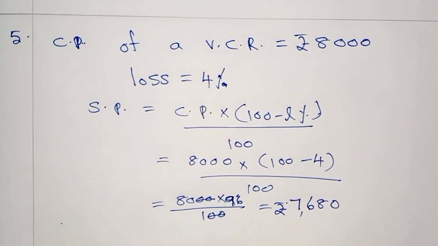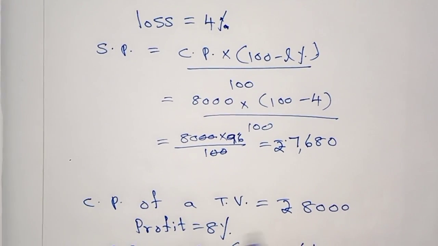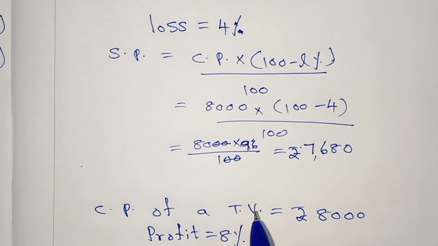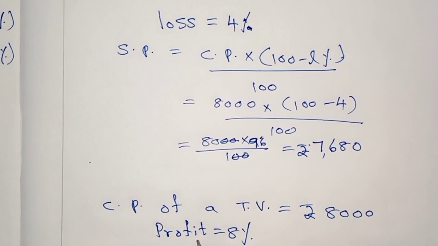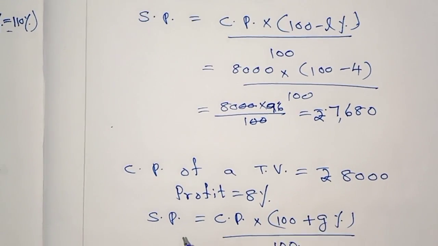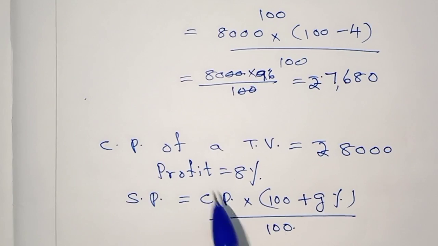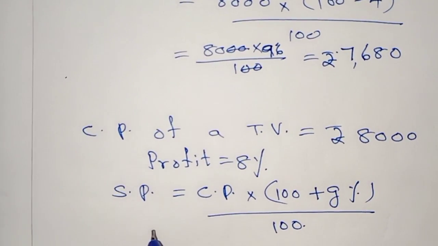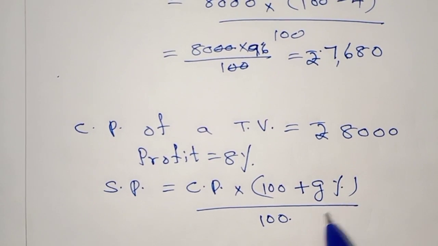So 7,680 rupees. Now what is the cost price of the TV? It is 8,000. What is the profit? 8%. So here CP is given, profit is given. So what is the selling price? This is a direct application of the formula. It is a fixed formula. So when CP and profit are given, we have to use this formula. Selling price is equal to cost price into 100 plus gain percent by 100.